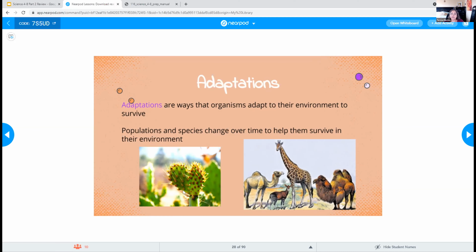So a cactus, for example, doesn't have leaves, right? Instead, it has those little spines, the little thorns or whatever on the cactus. Those are actually what the leaves would have been. But if a cactus had leaves, it would lose all of its water because there are going to be pores on it and all that. So it has evolved over time to just not have leaves. That's what it is.